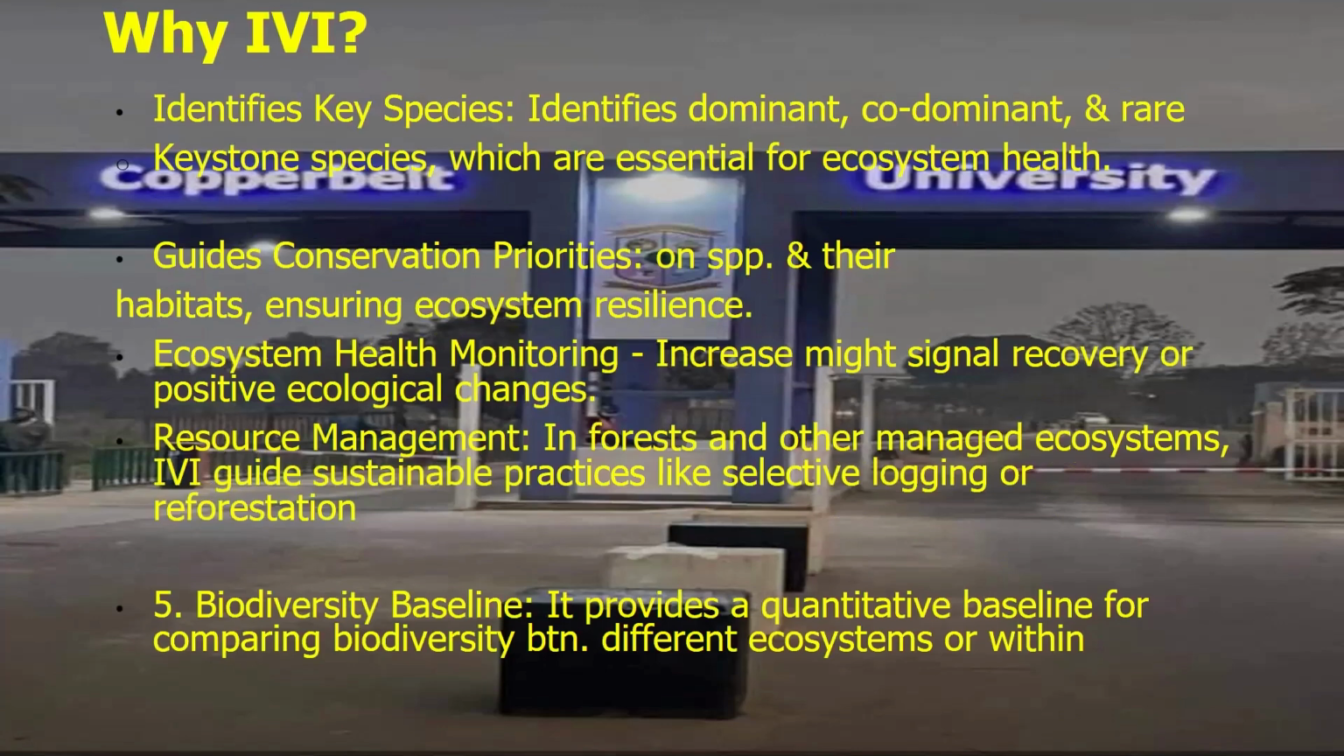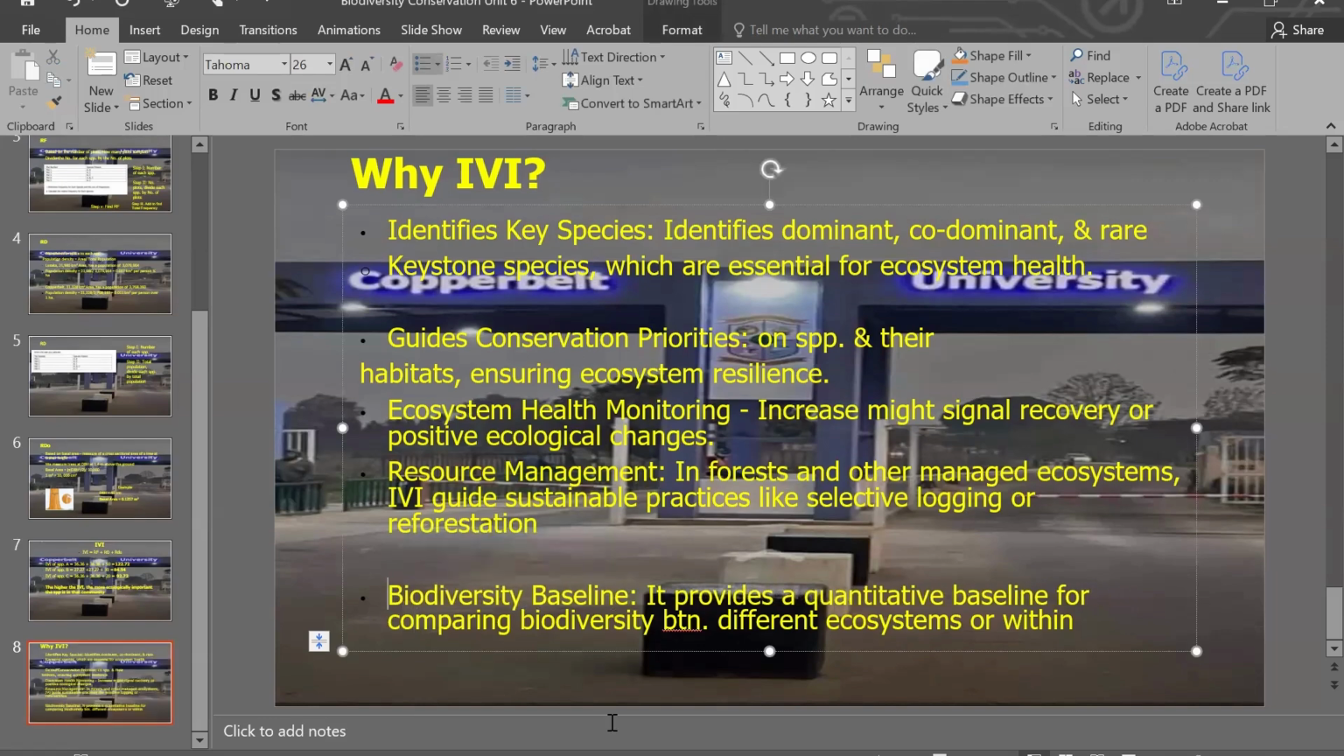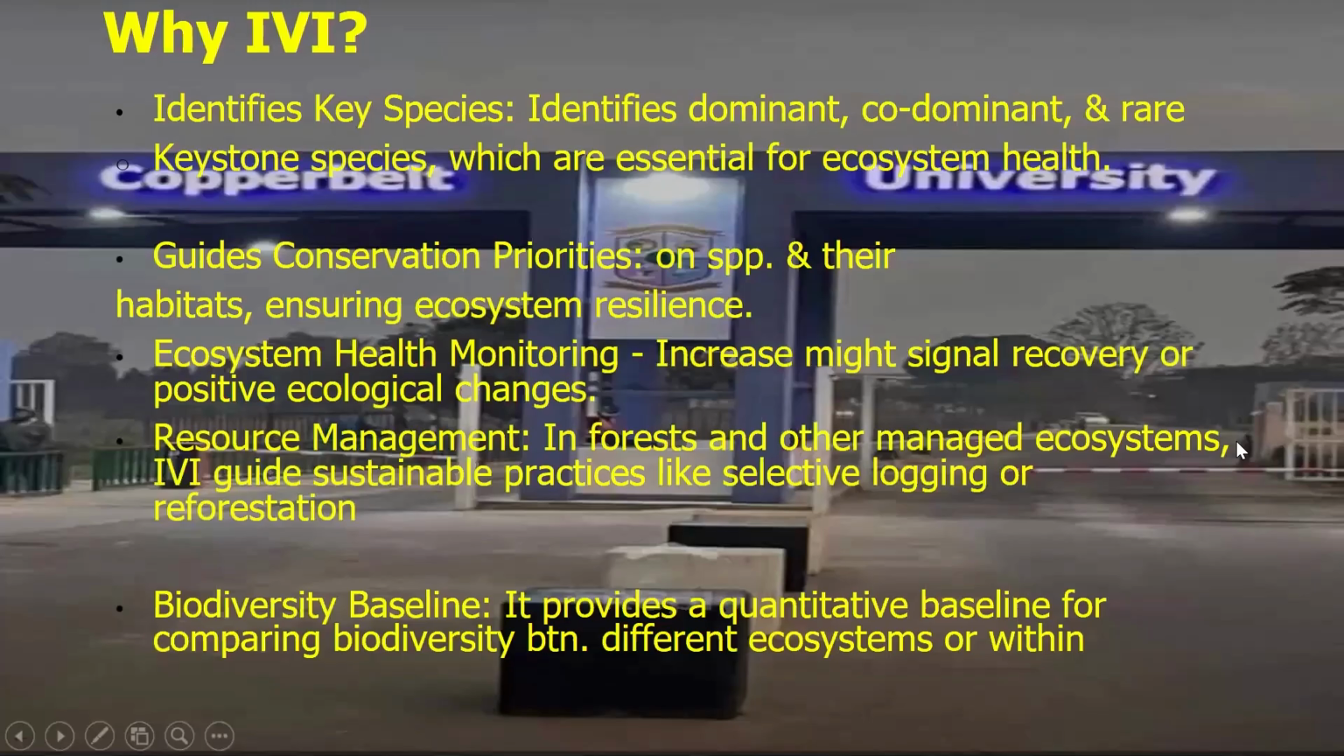Why is IV important? Well, how many reasons did I provide? 1, 2, 3, 4, I think 5 reasons. The first reason why the index is important is that it identifies key species. It also identifies dominant, codominant, as well as rare species. So the species with the least IV is a very rare species.